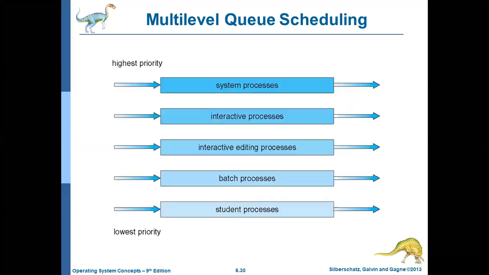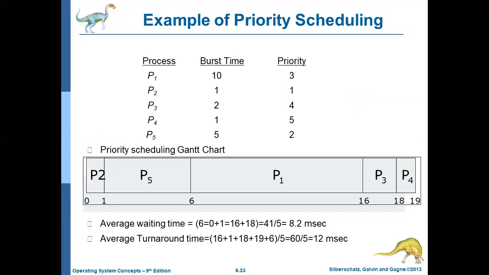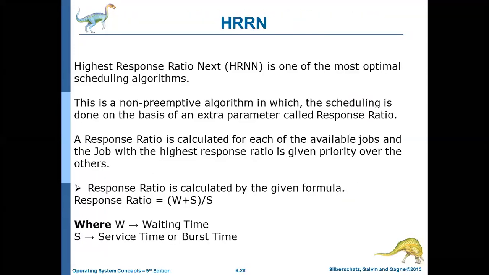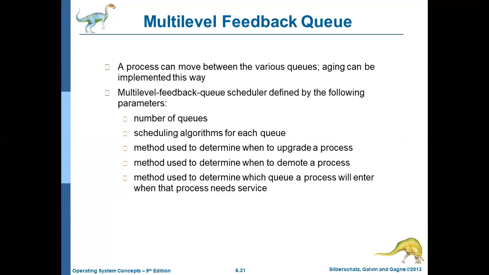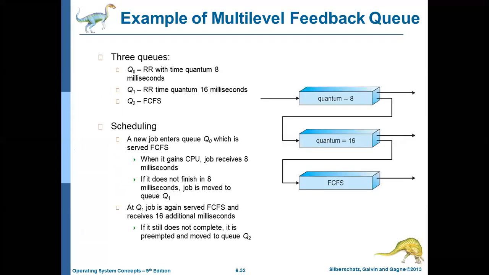Within this, the output of one queue is fed back to the input of another queue. That is called multi-level feedback queue scheduling. The output of one queue is fed to the input of another queue. With FCFS, once execution is completed, it is simply removed from the queue.